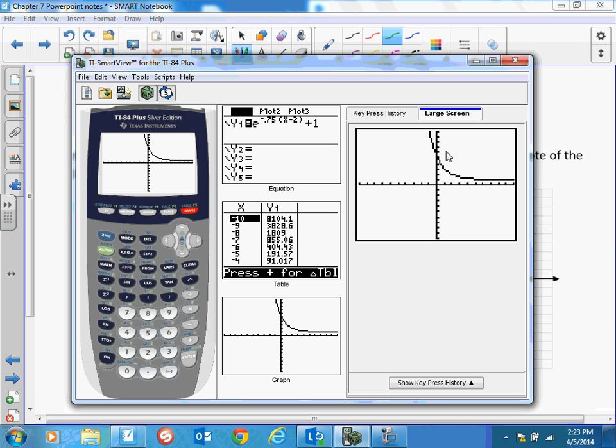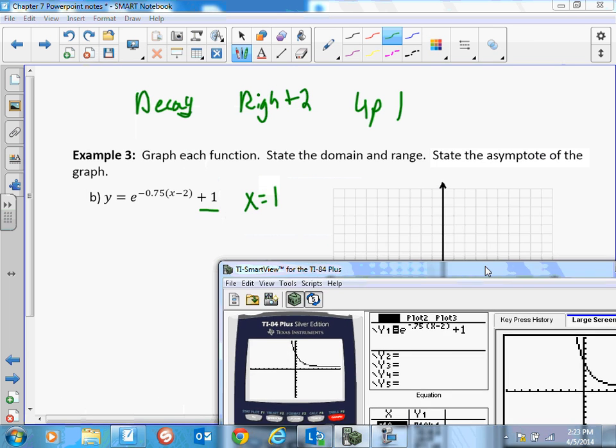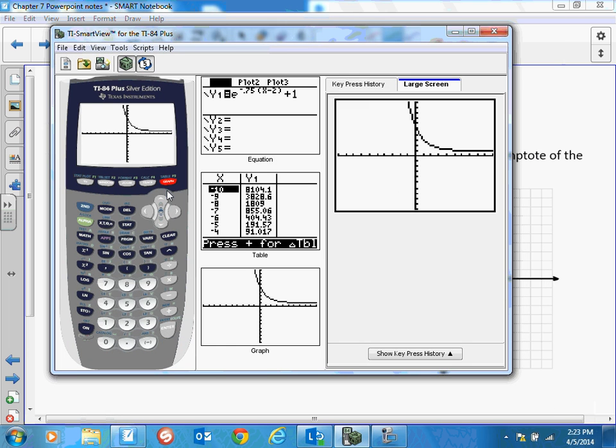We knew it was going to be a decay function because of that negative 0.75. And the graph, if you compared it to the original one without the x minus 2, you could, if I did another one, you could tell it moved right 2 and up 1 based off those, okay? So again, we just got to pick some points to graph this on. You can see negative 10, negative, none of those appear on the graph.